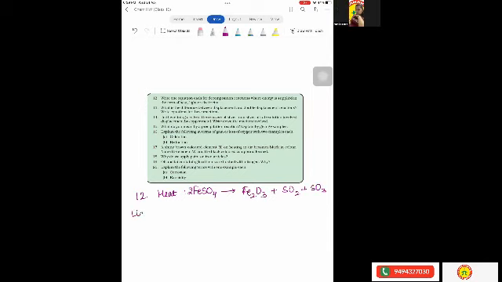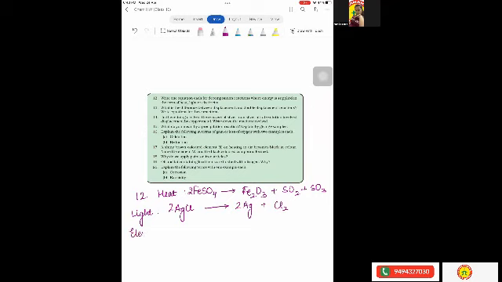In case of light, you have two major examples. One is AgCl, breakdown of AgCl to give Ag plus Cl2. Or you may also use the example of AgBr, 2AgBr gives 2Ag plus Br2.